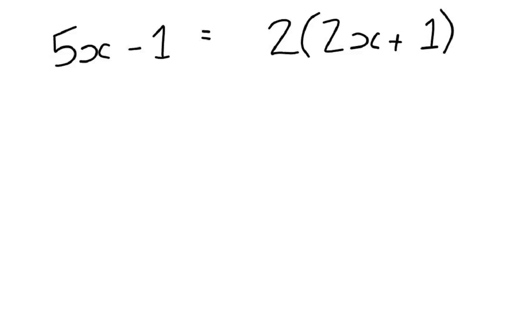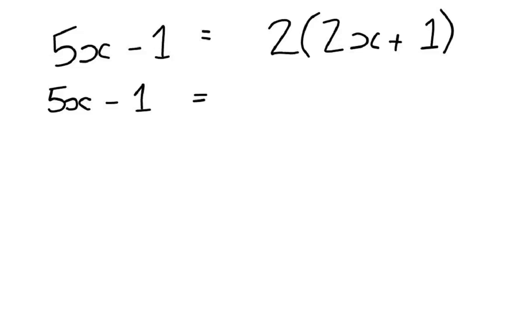Okay, so we have previously looked at expanding brackets. Expanding brackets here, of course, means in this case 2 times everything inside this bracket. That's level 5 if you can just expand that. So the first thing we're going to do is write out the same again. 5x take away 1 equals, and on the right hand side we want to get rid of those brackets.